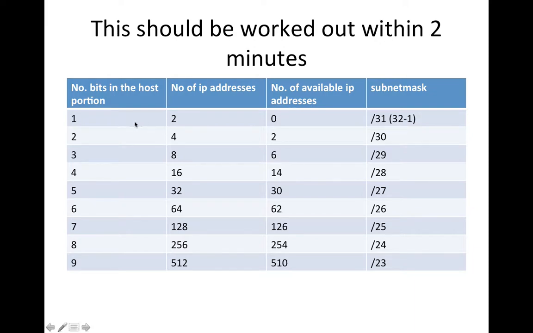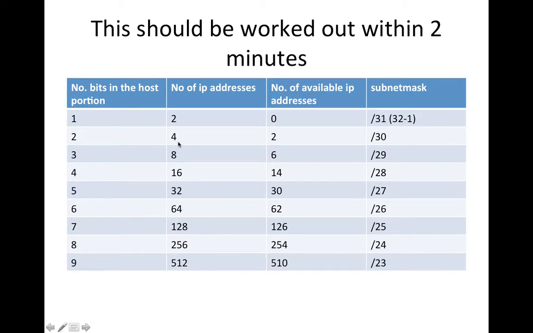How did I figure out the table? It's really easy. The first column is just adding 1 to the number in the previous row. So starting from 1, 1, 2, 3, 4, and so on. The number of IP addresses is 2 to the power of the number of bits in the host portion. So 2 to the power of 1 is 2. 2 to the power of 2 is 4.